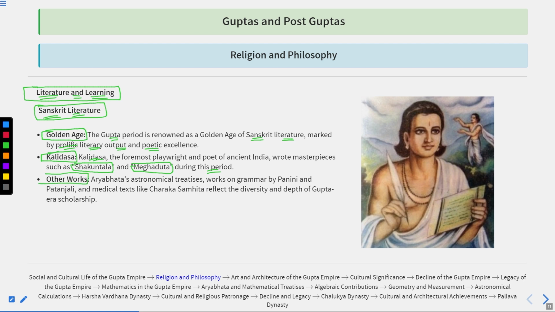Other works composed during this time include Aryabhata's astronomical treatise, works on grammar by Panini and Patanjali, and medical texts like Charak Samhita, which reflect the diversity and depth of Gupta era scholarship. So we can say various scholars were present during the Gupta era, and they produced very famous texts and treatises on various subjects that contributed to Indian religion, philosophy, and knowledge as well.